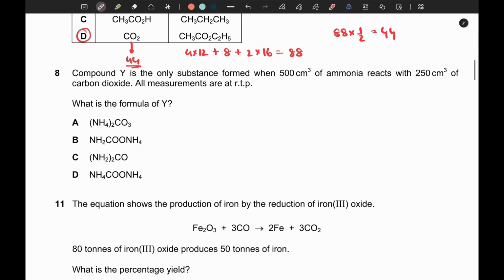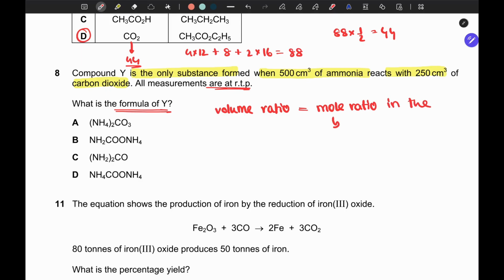Alright, moving on to question number 8. Compound Y is the only substance formed when 500 cm cubed of ammonia reacts with 250 cm cubed of carbon dioxide. All measurements are at RTP. What is the formula of Y? Over here, the main concept that we need is volume ratio is equal to the mole ratio in the balanced equation. This is the main concept that we need for this question. Once we know this, the rest of the question is pretty straightforward.